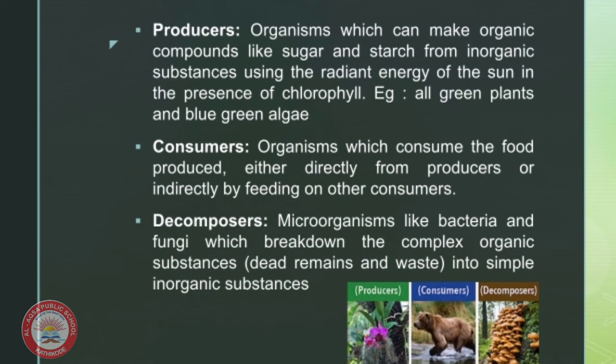Consumers are organisms which consume the food that is produced by the producers, either directly from the producers or indirectly by feeding on other consumers. Decomposers are microorganisms like bacteria and fungi which break down the complex organic substances into simple inorganic substances. These inorganic substances are later returned to the soil, which is then used up by the plants.